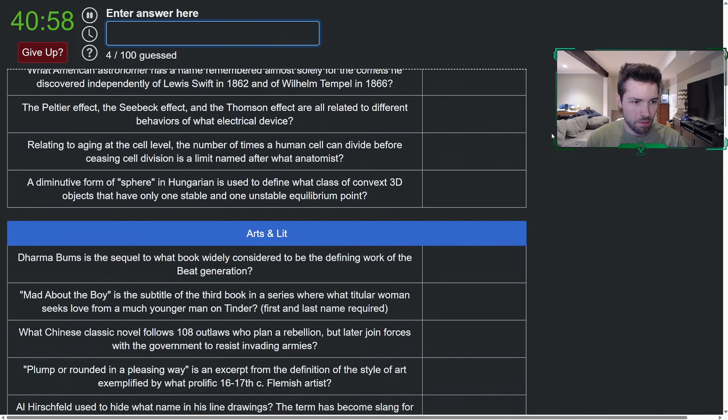A diminutive form of sphere in Hungarian is used to define what class of convex 3D objects that have only one stable and one unstable equilibrium point. I don't know Hungarian. I certainly have not heard of this either.